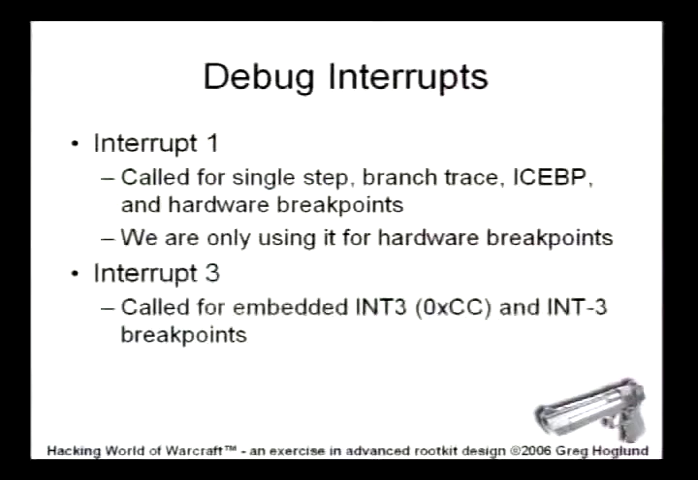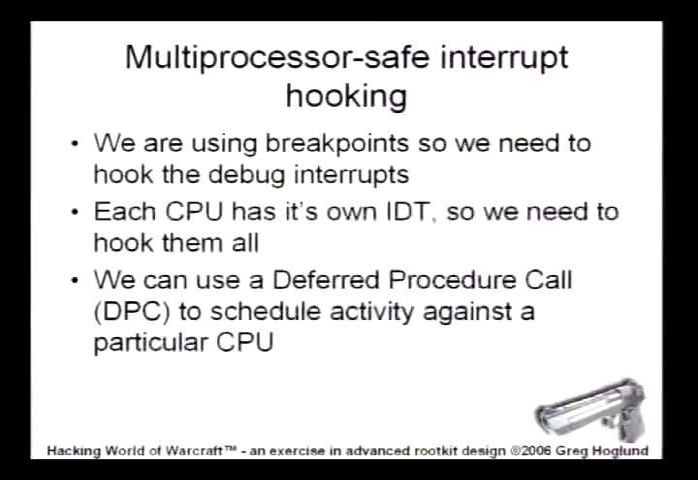In order for this to work, we have to hook two interrupts, 1 and 3. Interrupt 1 is a really neat one. It goes for single steps, branch trace instructions, ICE breakpoints, and hardware breakpoints. We're only going to use it for hardware breakpoints. And then we're going to use interrupt 3 as sort of a quote-unquote secret message channel, which I'll show you in just a moment, to communicate back and forth from the injected code.